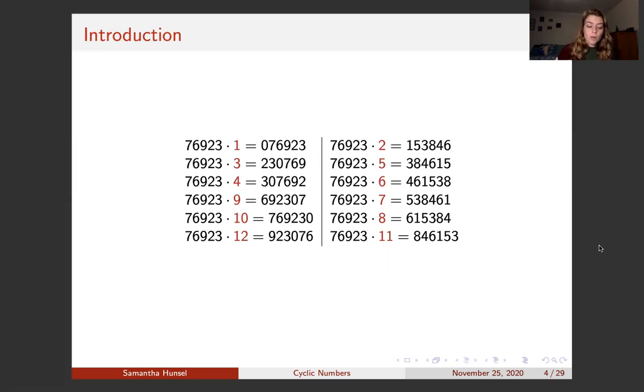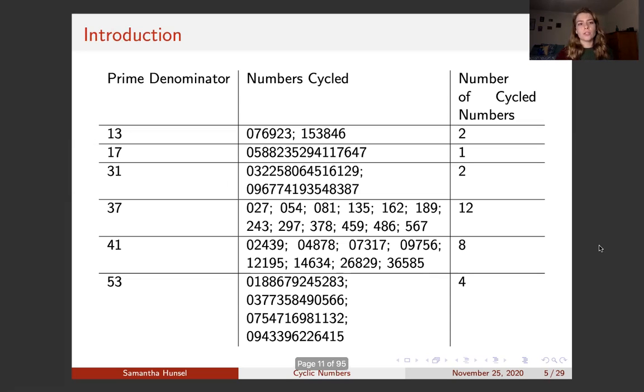These numbers actually come from the denominators of fractions, and prime denominators are especially interesting when we're considering cyclic numbers. And so I have here just a table of a few prime denominators of 1 over that denominator, and then the numbers that are cycled that are associated with them. You may recognize row 1 from our last example. That comes from the fraction 1/13th, and there are only two numbers that come from that. You can see 1/17th only cycles one really long number, and 37 cycles 12 really small ones. So we have varying lengths and varying amounts of cycles determined by the prime denominator.